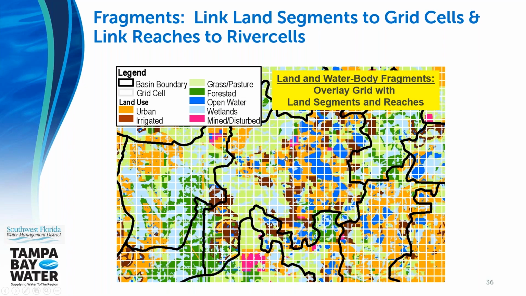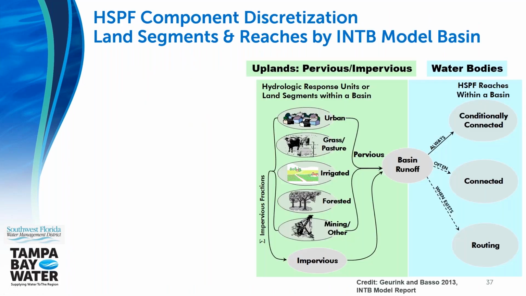The same process is used then to define water body fragments. So we take the 5 generalized land uses, which account for the land segments for perviousness in the basin. We account for the imperviousness by another land segment. We combine in time pervious and impervious basin runoff and then distribute that runoff into the reaches based on how much upland area is discharging to each one of these different reaches within that basin.